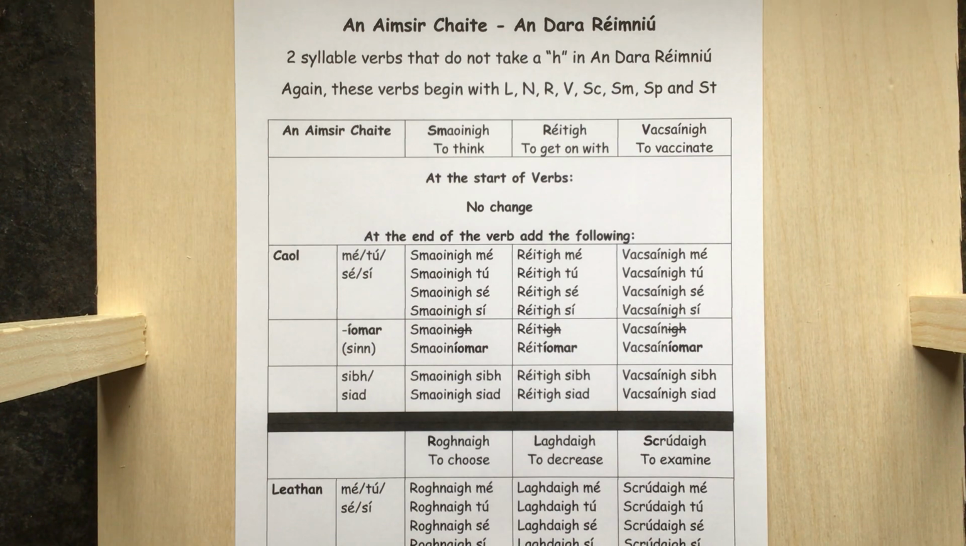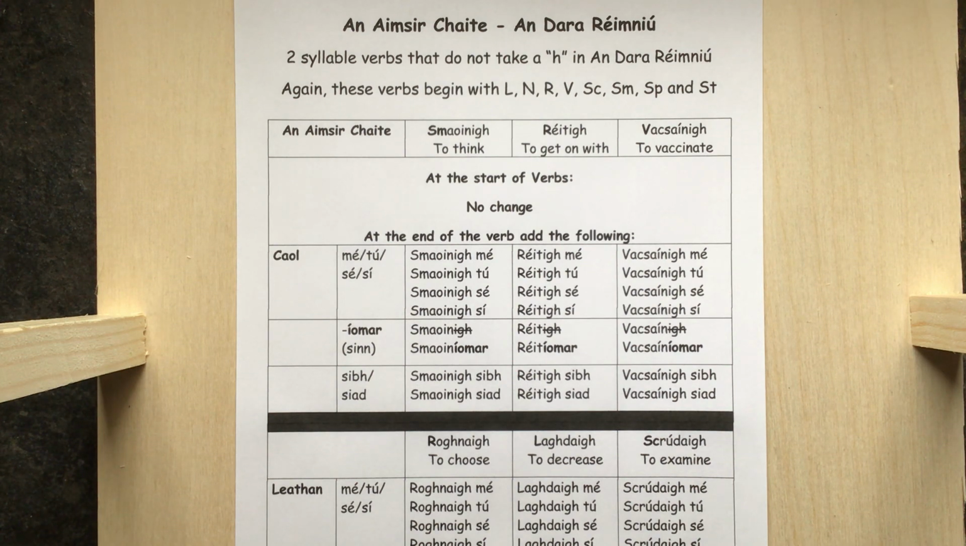So the way that we conjugate the we form in An Aimsir Chaite for those that do not take a H is that we scratch off the IGH and we're going to add I for the OMAR to those that are quail. So smuinig will become smuinig May, smuinig Tu, smuinig Shay, smuinig She, smuinig Yamar, smuinig Shiv, smuinig Shead.